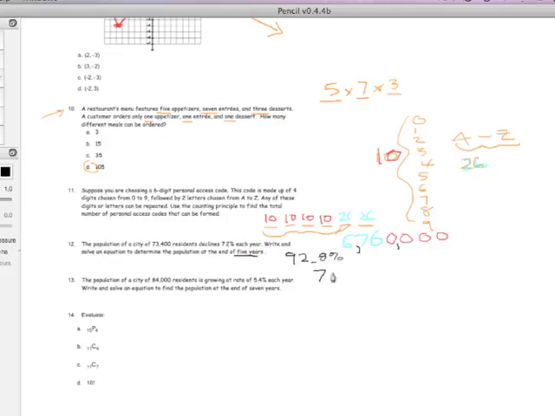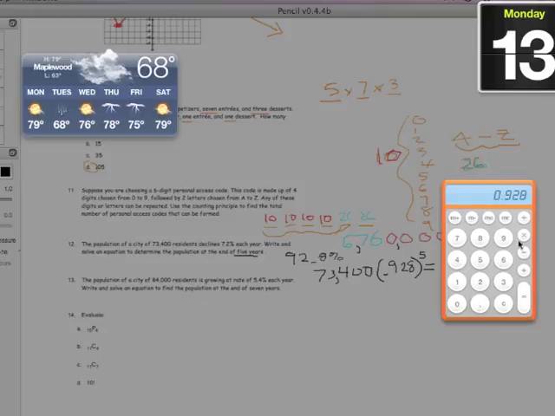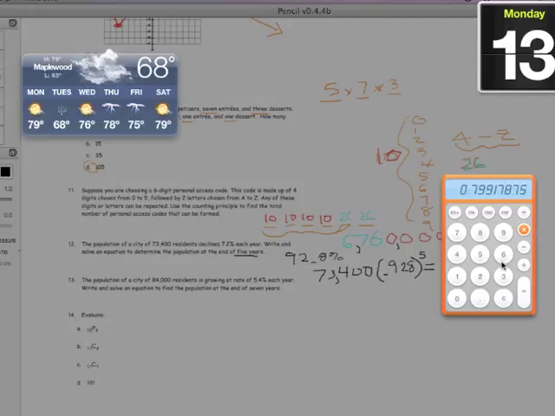So here we have 73,400 times 0.928, and we're going to do that for 5 years. And that's going to give us our answer. I have just a few seconds to do this. 0.928 times 0.928 times 0.928 times 0.928 times 0.928 times 73,400. I believe the answer should be 50,516.